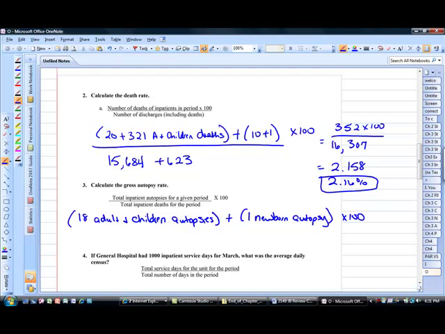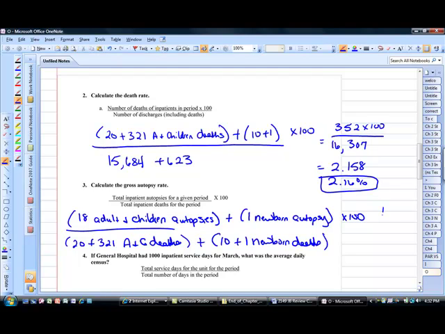We're going to multiply that by 100. And then we're going to have our 20 plus our 321 adult and children deaths plus the newborn deaths. And that's going to give us a total of 19 over 352, or 5.4%.